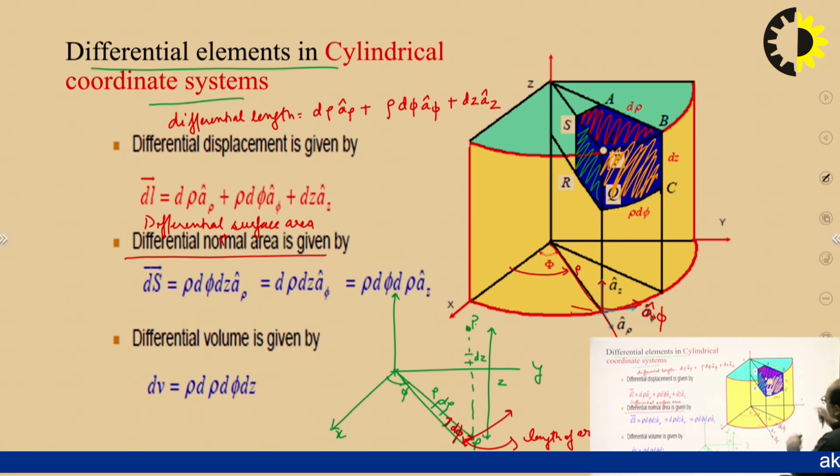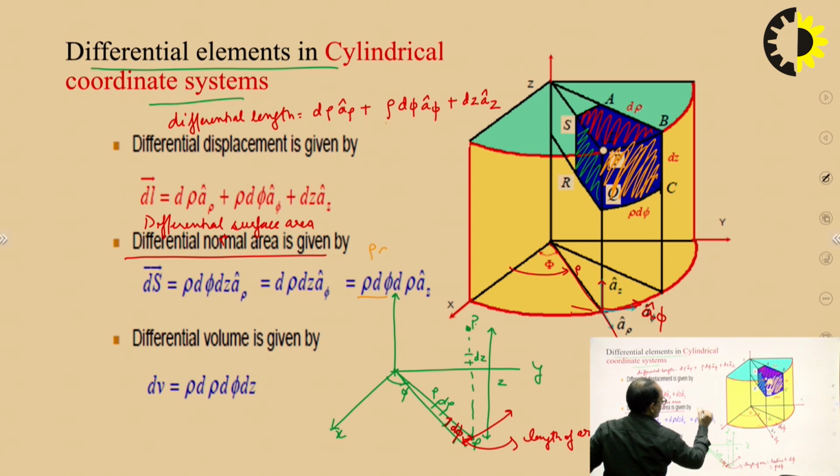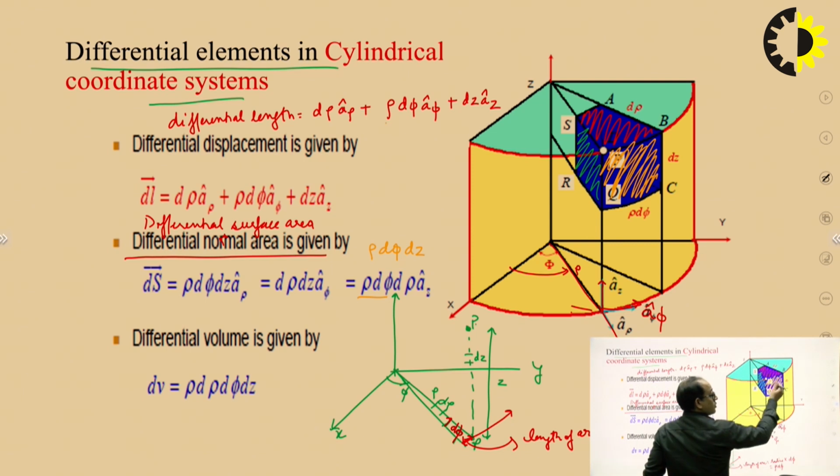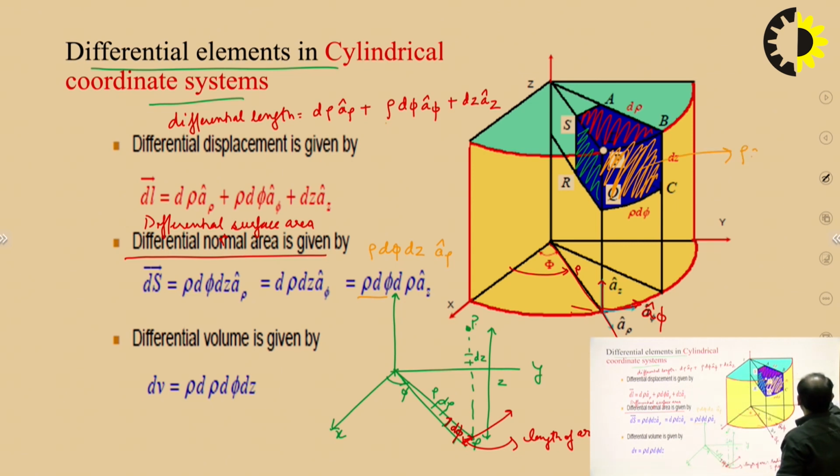So first of all, we'll talk about this plane. This plane is equal to what? In this, z varies and phi varies. When z and phi vary, it means rho d phi and dz vary, so rho d phi dz. The unit vector direction will be perpendicular to this one, that will be a cap rho. Clear? So this plane will be equal to rho d phi dz a cap rho.